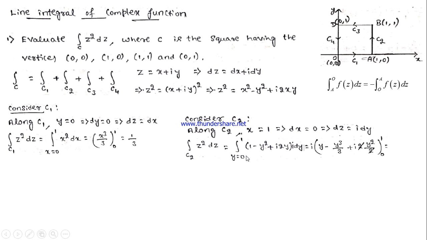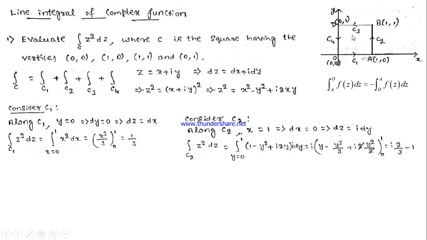Integrate this and substitute the upper limit minus lower limit. You will end up with this expression. Now let me consider C3. So C3 is a line drawn from B to D.